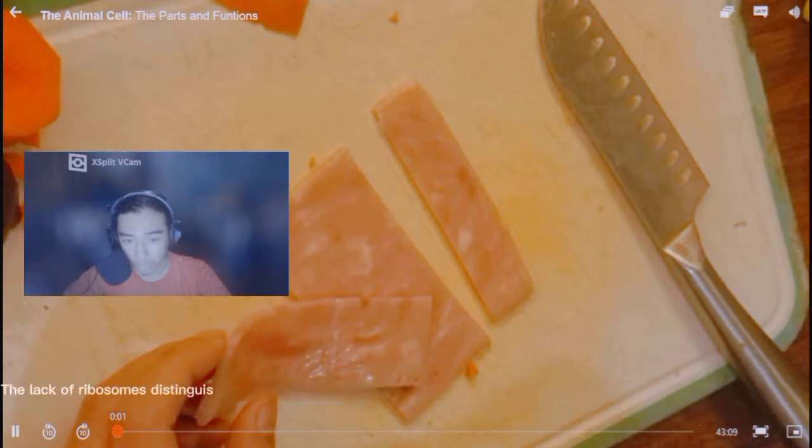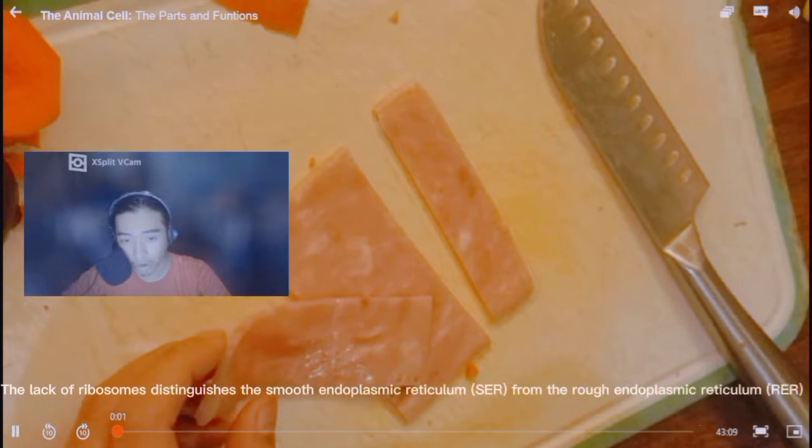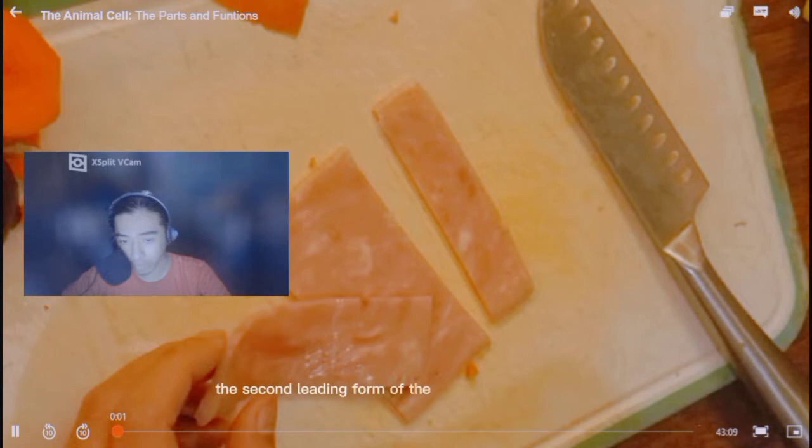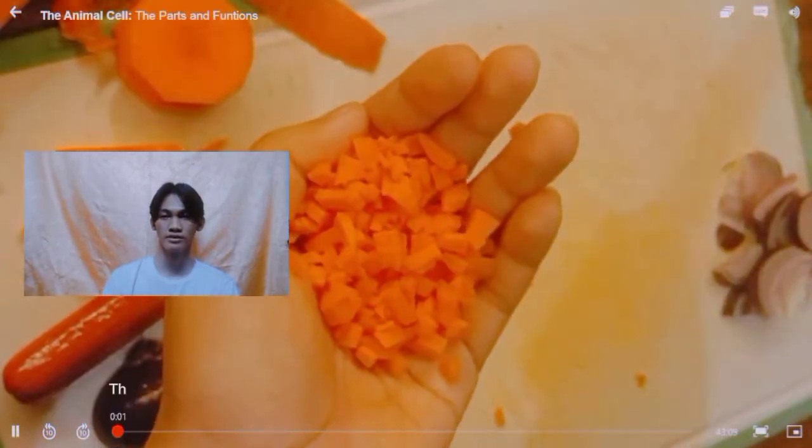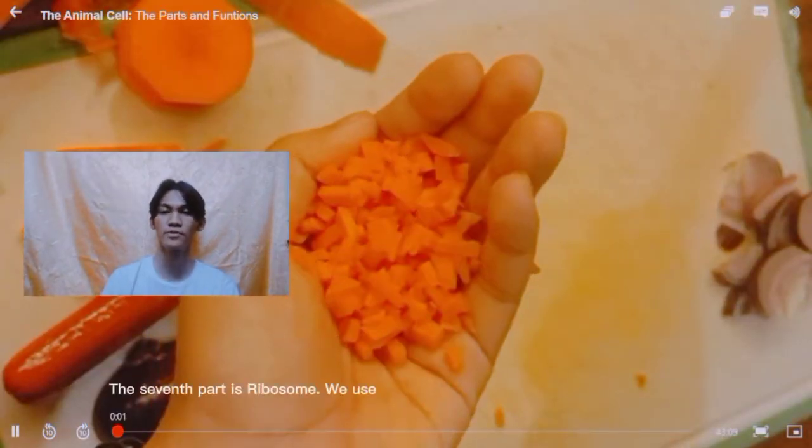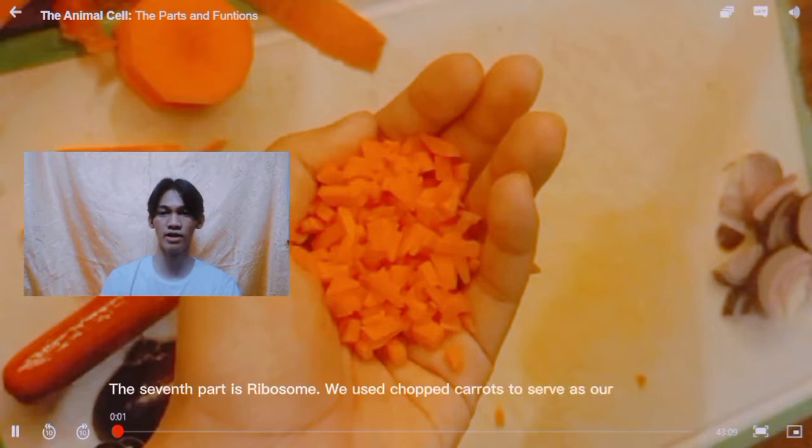The lack of ribosomes distinguishes the smooth endoplasmic reticulum from the rough endoplasmic reticulum, or RER, the second leading form of the endoplasmic reticulum. The seventh part is ribosome. We use chopped carrots to serve as our ribosomes.